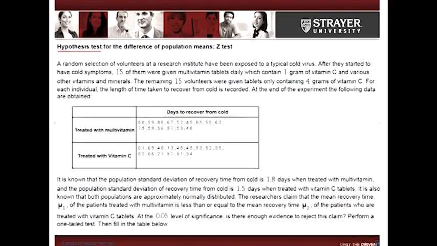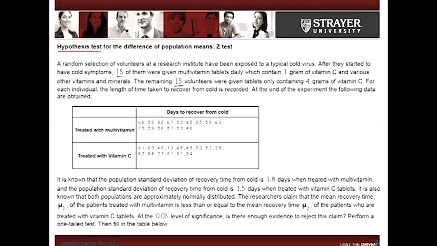For a hypothesis test, this problem is very much like the previous one, but now we're not looking for a confidence interval, but rather for a hypothesis test. So here, a random selection of volunteers at a research institute has been exposed to a typical cold virus. After they started to have cold symptoms, 15 of them were given multivitamins daily, which contain 1 gram of vitamin C and various other vitamins and minerals.